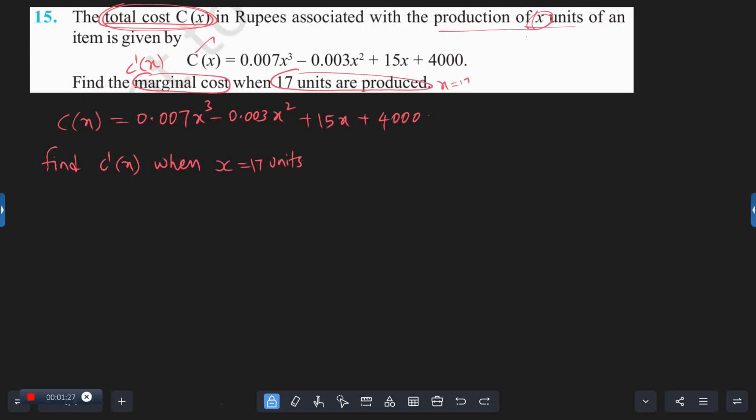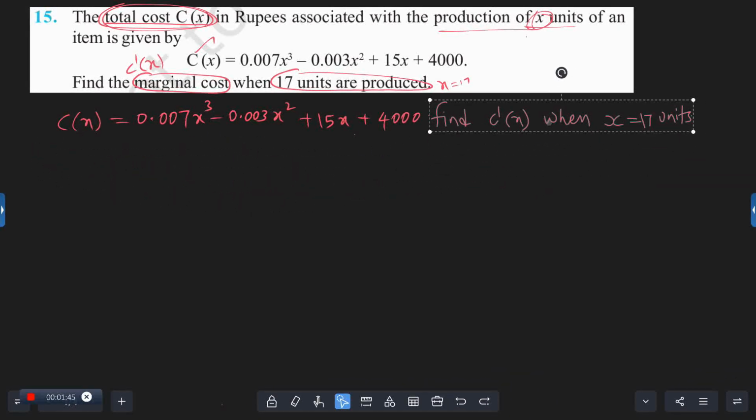That's it. C dash of total cost: when you differentiate, you will be getting marginal cost. Understand? Right. So we'll take this as answer number 1. We will differentiate. Better wait. I'll write everything here.